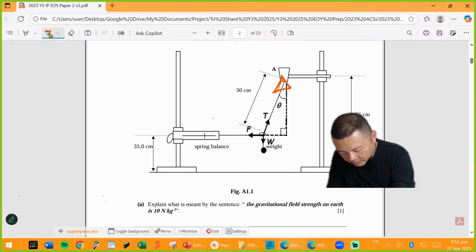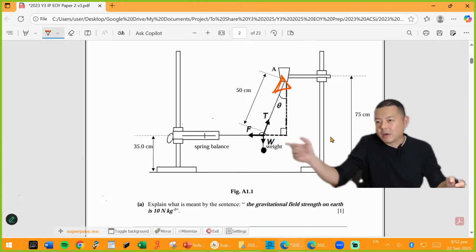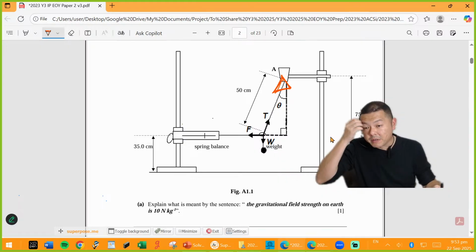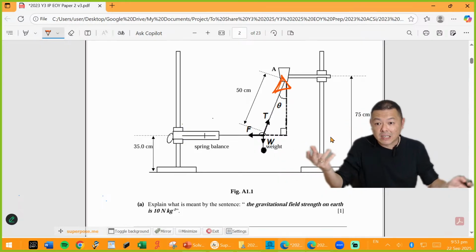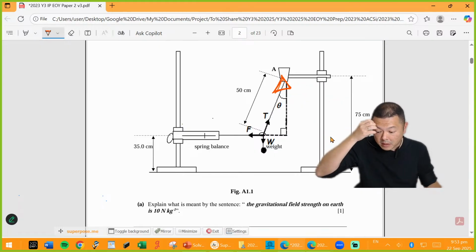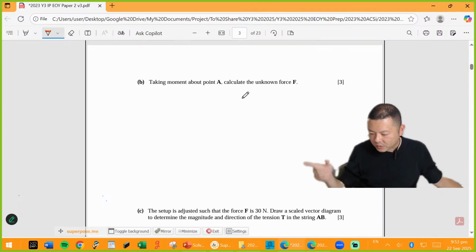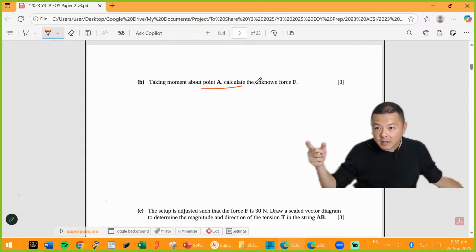Right. I follow instructions. That's what they want me to do. Don't ask, oh, how about could the pivot be anywhere else? Sure, that's another question. They want me to take A as a pivot. I take A as a pivot, right? So we have a pivot, and they want us to use moments to find F. Taking moments about A, find F.